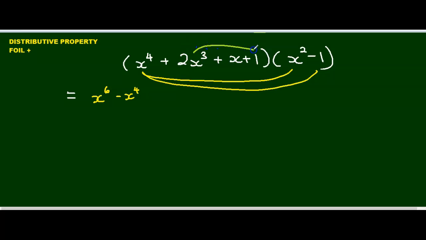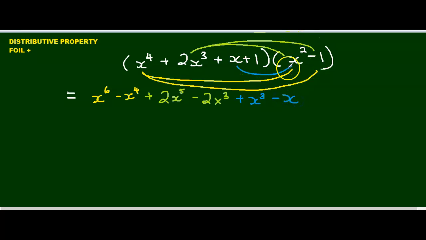We have 2x cubed times x squared, which gives me 2x to the 5th. And then we have 2x cubed times -1, which gives me 2x cubed with a negative in front. So again, we're done with all our terms in the second parentheses. Let's go to our next term, which is x. x times x squared gives me x cubed. x times -1 gives me negative x. Again, we're done with all the terms in our second parentheses, and we're left with that -1 there.